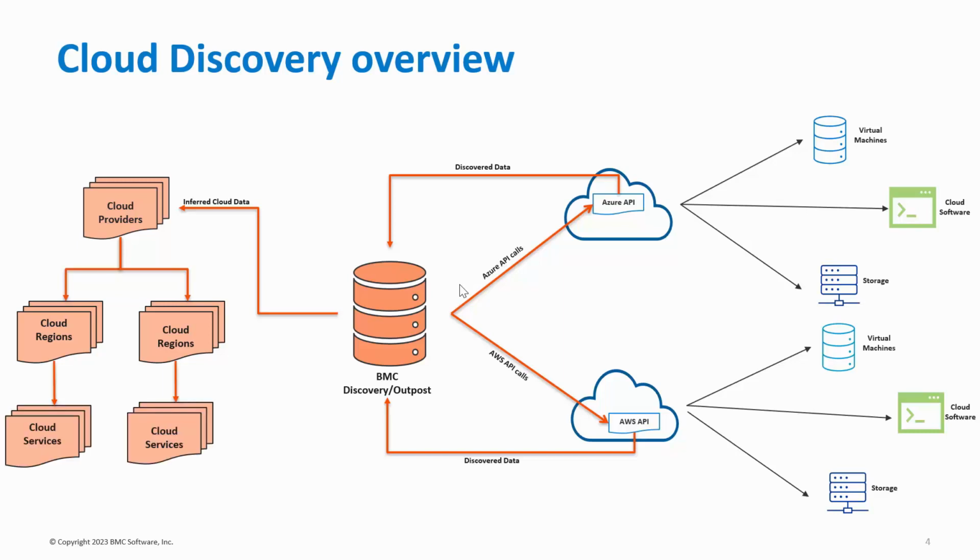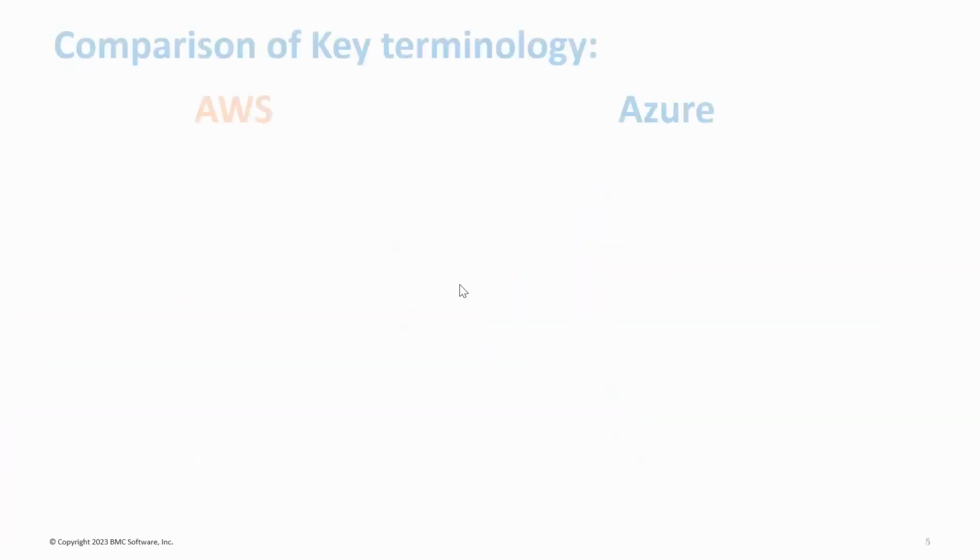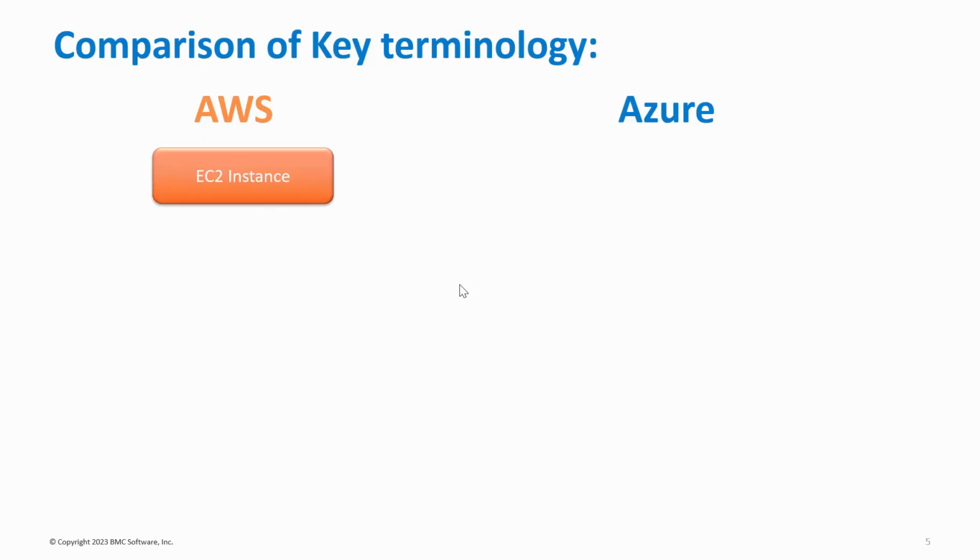Now that we have understood the basics of how the cloud discovery works, and also we have delivered a webinar related to AWS Cloud Discovery Essentials recently, before we talk about Microsoft Azure Cloud Discovery in detail, let's do a quick comparison between the key terminologies used in AWS and Microsoft Azure Cloud that have similar functionalities. Let's start with AWS. During our last webinar, we saw that to deploy virtual servers, we use the AWS EC2 instance service. If we go to Azure Cloud, to deploy virtual servers, we can use Azure Virtual Machine Service.